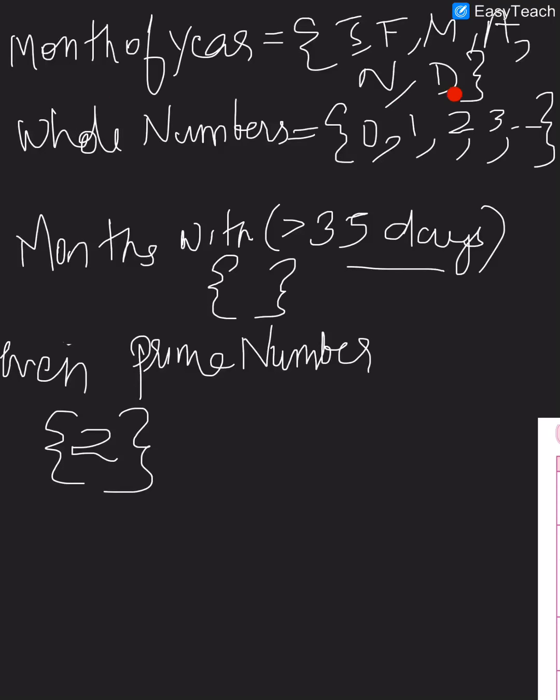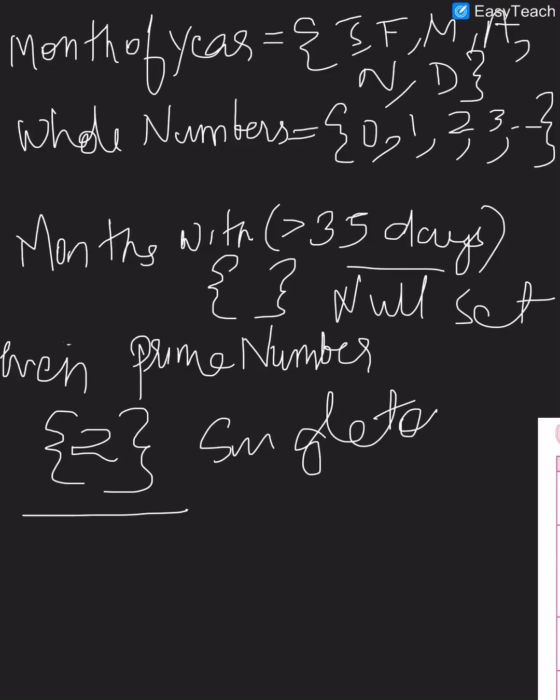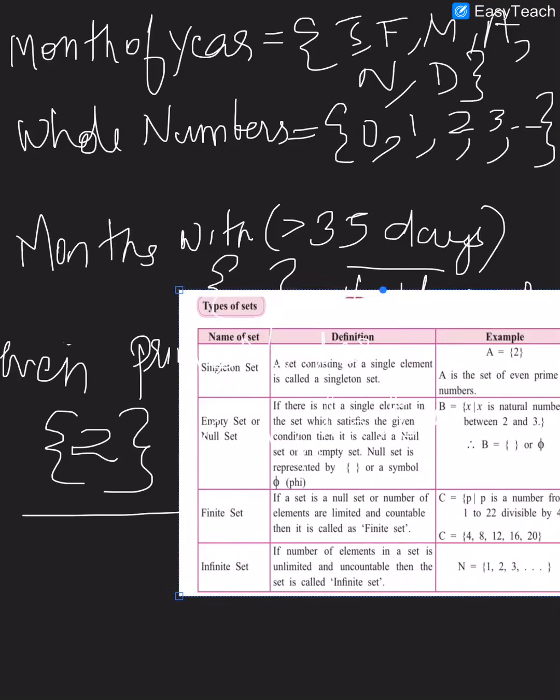So the first one is called a finite set, since it has a finite number of elements. The second is an infinite set, and the third one doesn't have any elements, so it can be called a zero or null set. And the last one, the set containing only one element, is called a singleton set. So now we can look at its definitions.